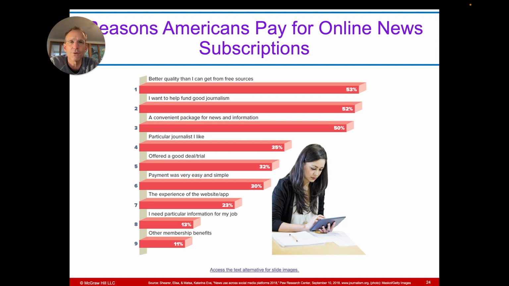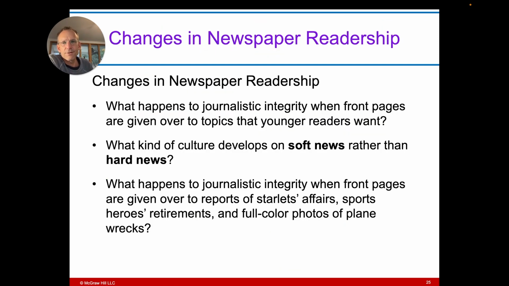Maybe there's a particular journalist you like, Derrick Goold, who covers the St. Louis Cardinals for the St. Louis Post-Dispatch, or maybe it's somebody else out there like Ken Fuson, who was an incredible feature writer for a long, long time. Maybe they're paying for it because they were offered a good deal or a trial. Payment was simple and easy. Maybe there's a great website or app. Maybe they need it for their job, or maybe there are some other member benefits that they get from it.